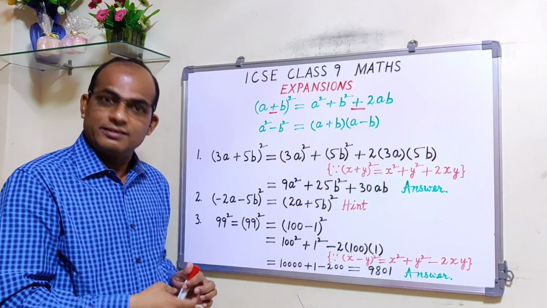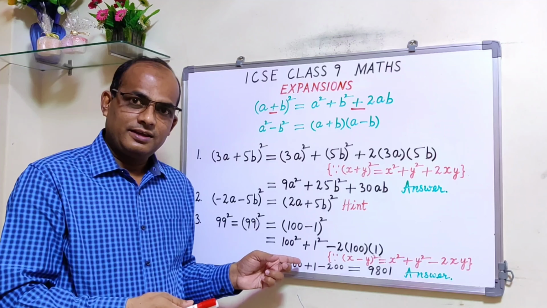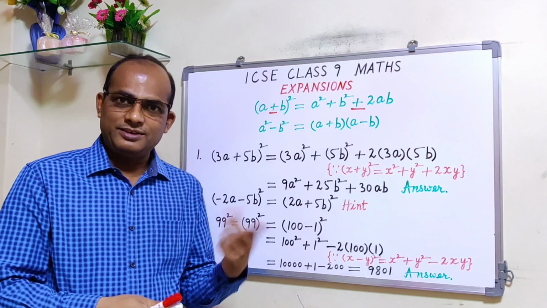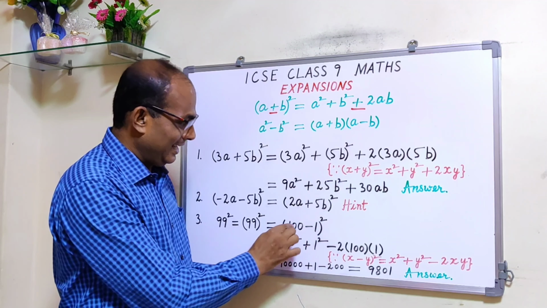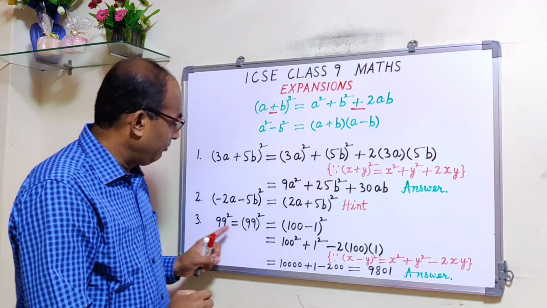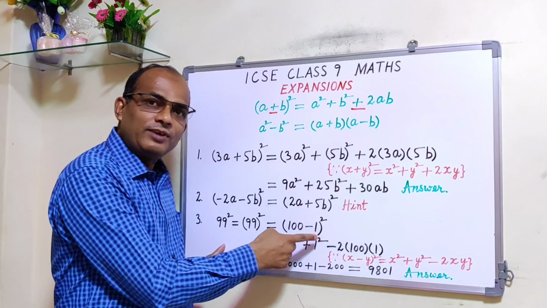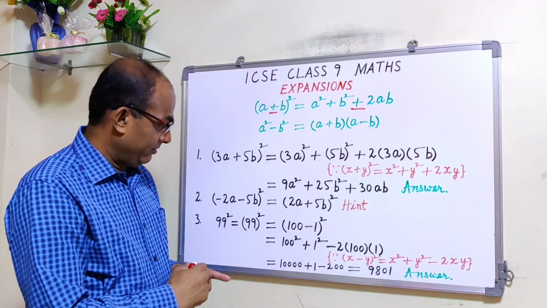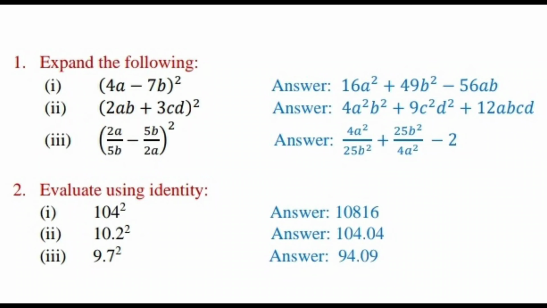You tell me. Isn't this easier? This is easier, no? 100 square, 1000 square, 10,000 square. Alright. So that's why we are writing 100 minus 1. Alright. If suppose your question is 101, then you write down 100 plus 1. Got it? Hope everything is clear. Now here are some questions for practice.